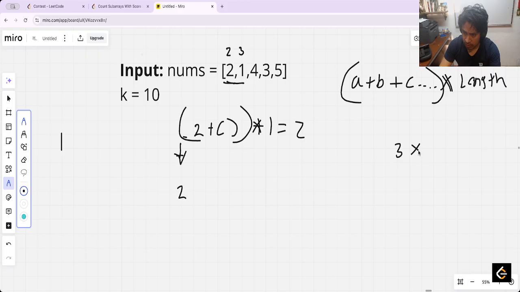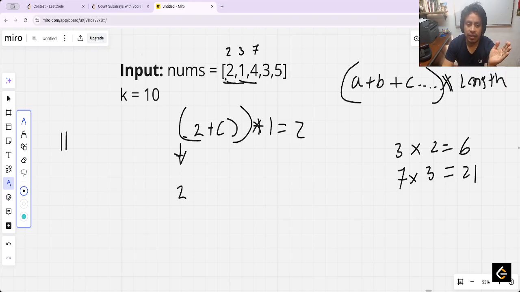Sorry, 3 multiplied by 2 is equal to 6. Okay, 6 is still less than k. We have 2 and move to the next, in this case 3. Here is 7. Yeah, 7 multiplied by 3 is 21. 21 is greater than k.